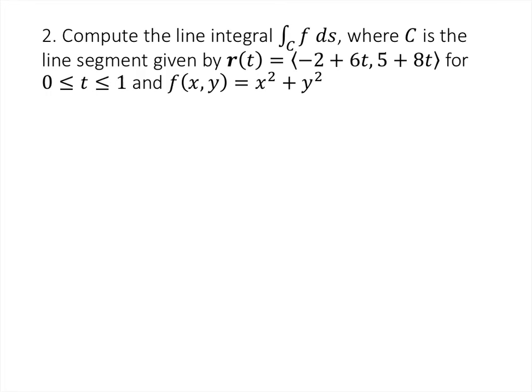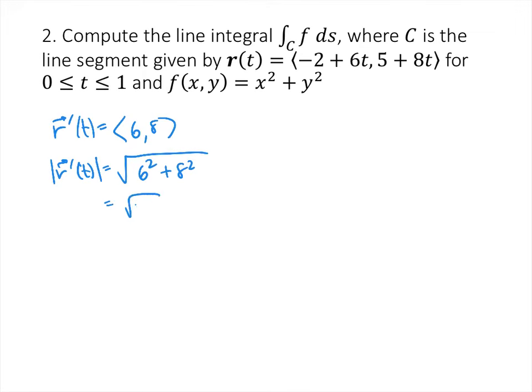We have another line integral here. This time the curve is a line segment given by this parameterization, and our function is x squared plus y squared. Again, we need to figure out whether our curve is parameterized by arc length. So we need to look at r prime of t, which is going to be the vector (6, 8). We can already probably see that the magnitude of r prime of t is not going to be 1. In fact, it's the square root of 6 squared plus 8 squared. That's the square root of 100, which is 10.